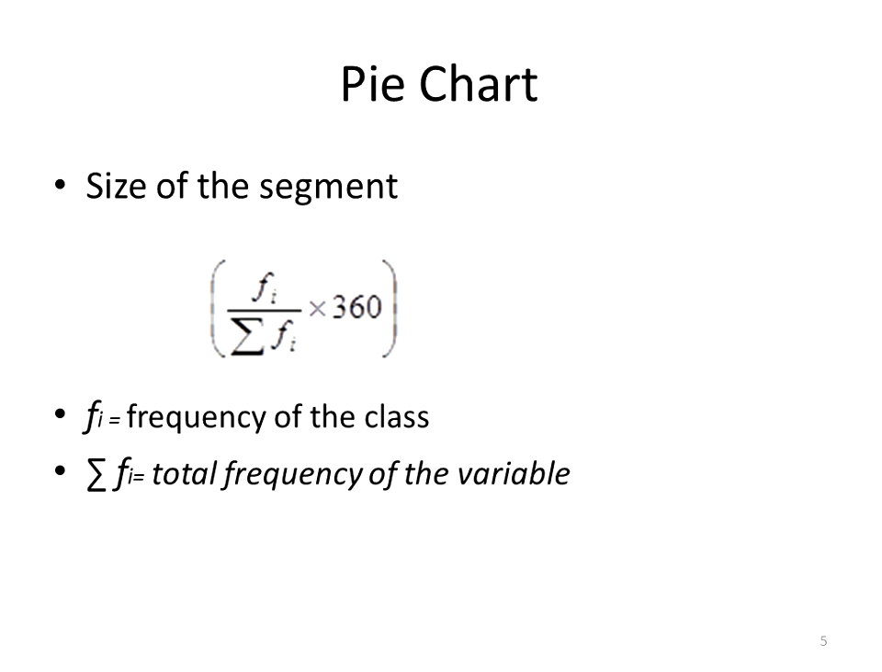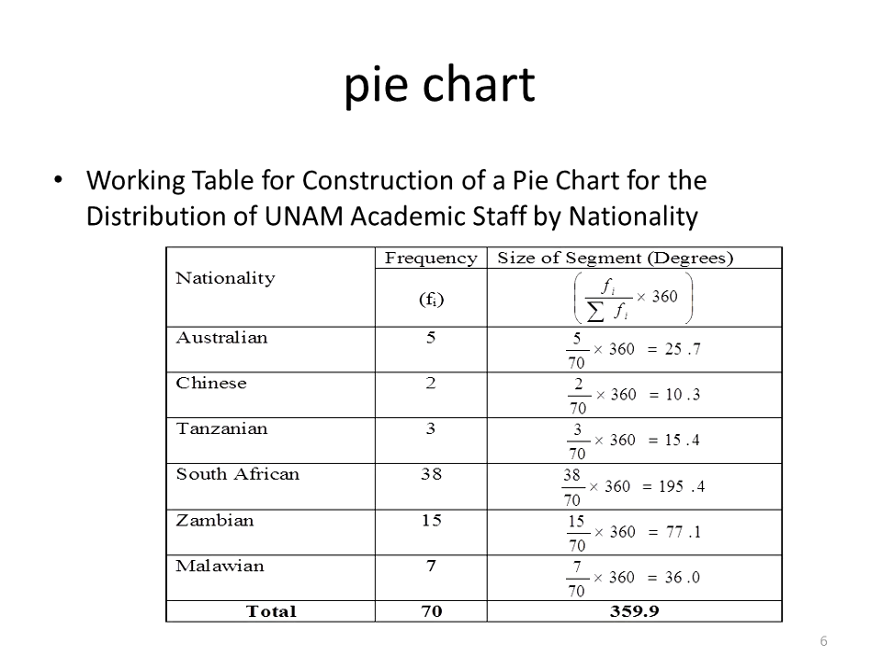So to get these segments, which are proportional to the category they represent, we take the frequency of the class divided by the total frequency of the variable, times 360, the circumference of a circle, to give us the size of the segment.